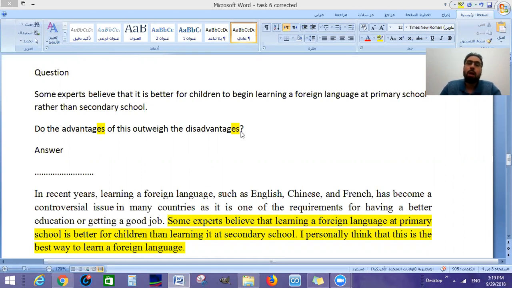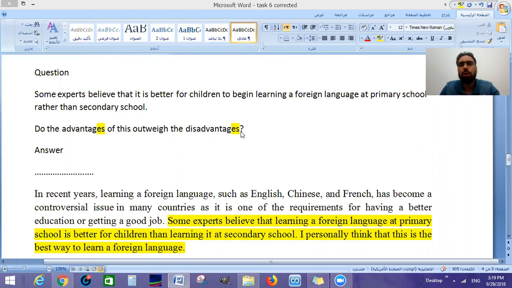Okay, so a common mistake with this type of question is that students think that we're talking about the number of advantages or the number of disadvantages, and sometimes to justify that, they write a list of advantages just to justify the position that the advantages outweigh the disadvantages, or the opposite.